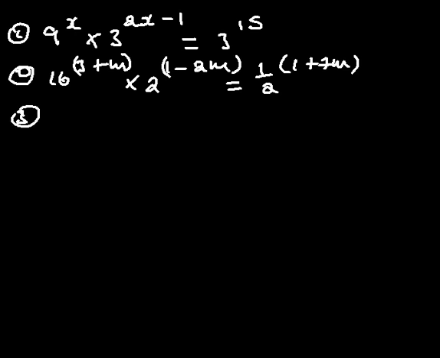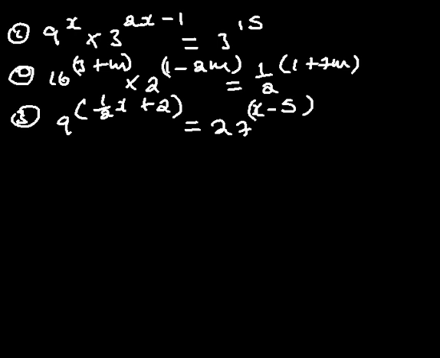Let's say we have 9 to the power 1 over 2x plus 2, which is equal to 27 to the power x minus 5. How should you solve all these?